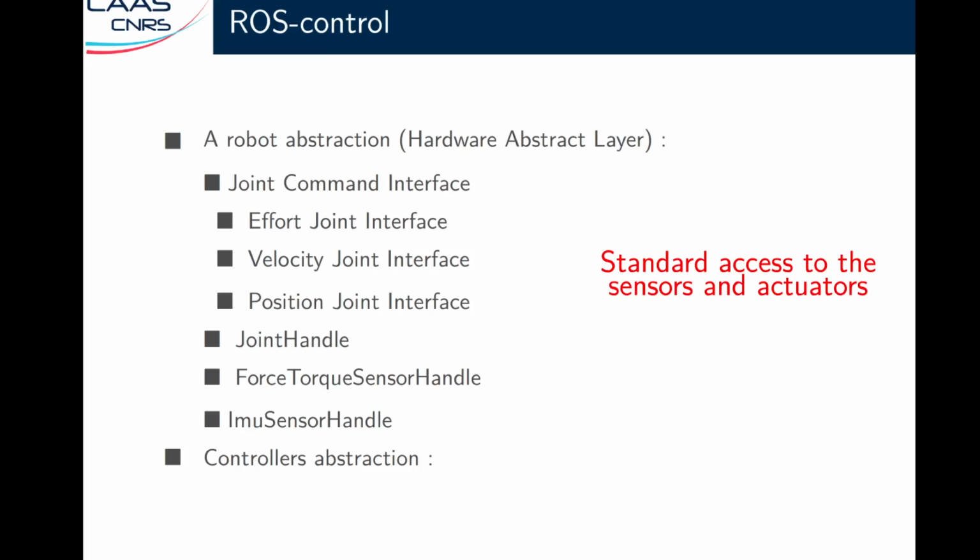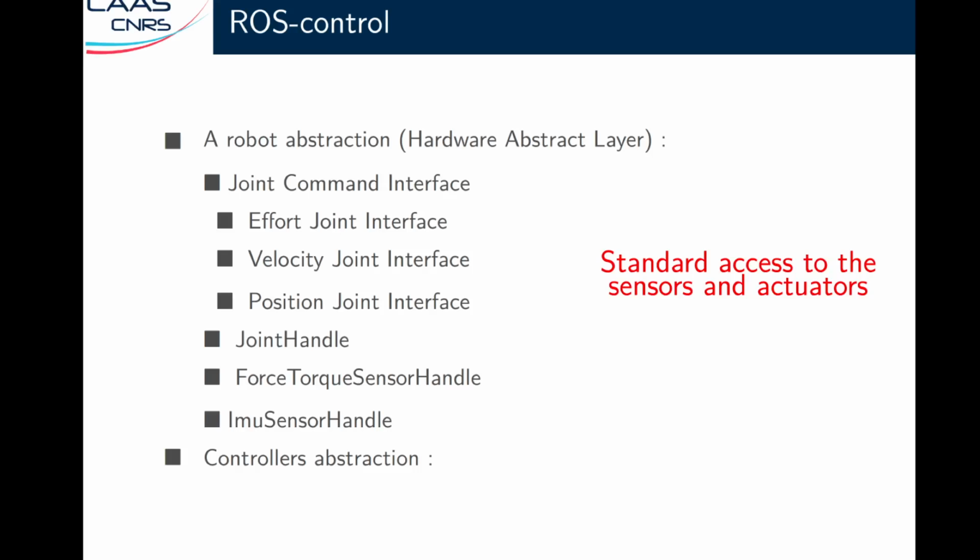Let me introduce briefly ROS control. So first, you have a robot abstraction called a hardware abstraction layer, providing different ways of controlling your joints. You can control it on effort, velocity, on position in a standard way. And you can also have access to the sensors, such as the force torque sensor, the specificity of the implementation of PAL, and an IMU sensor.